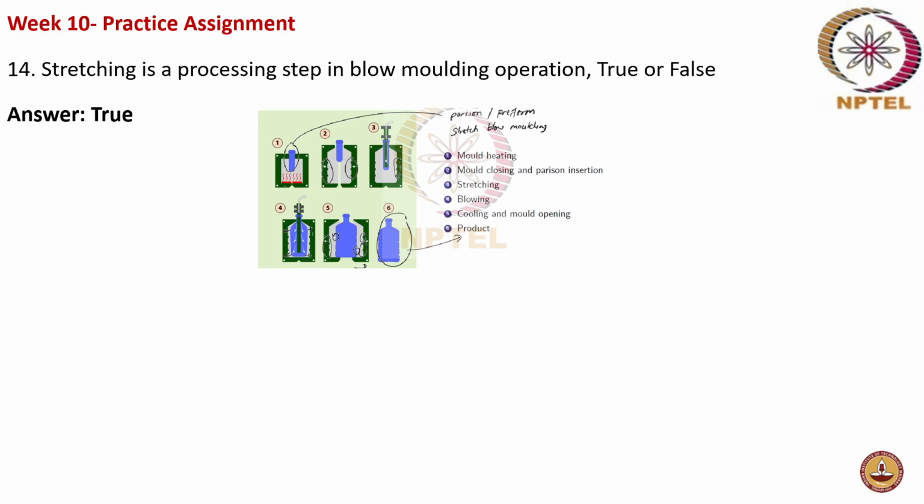In the closed mold your parison is inserted. Once the parison is inserted, because of the heat applied, it would have gained some amount of flexibility. Then it is stretched, and following stretching, the blowing operation takes place. This causes the expansion to the required shape of the mold, and once it has taken the required shape, cooling of the mold takes place, and then the mold opens and your final product comes out. So these are the steps involved in a blow molding operation.